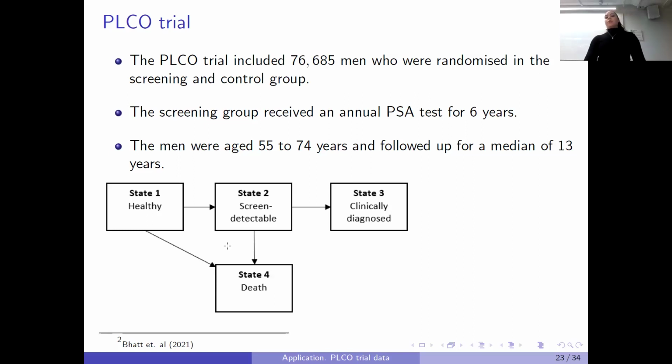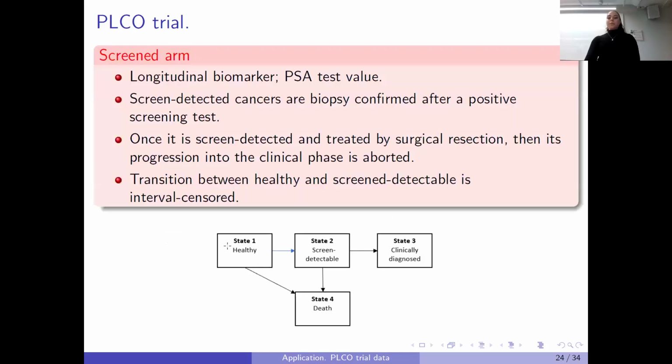And yes, so now what I'm aiming to do is to include the PSA test. So before I can go into the model, I want to introduce what information we're observing per arm. From the screening arm, we have the longitudinal biomarker, that's the PSA test. And basically, what we define as screen-detected cancers are confirmed biopsy after a positive screening. So a positive screening would be you have a high PSA, then therefore get a biopsy, and if the biopsy is positive, then you're screen detected.